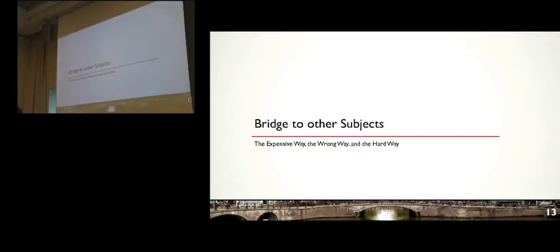But maybe you're in the UK, right? Maybe you're in a country that has central control and you have the ability to build a national CS pathway. So you don't need to worry about walls between courses. You still have to worry about walls between subjects. And you've got three crappy options. You can choose the expensive way, you can choose the wrong way, or you can choose the hard way.